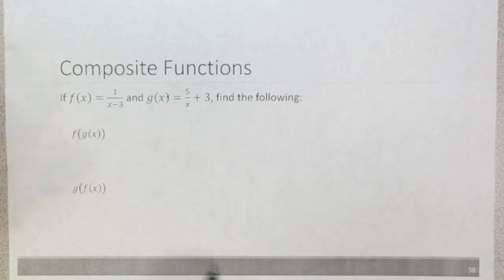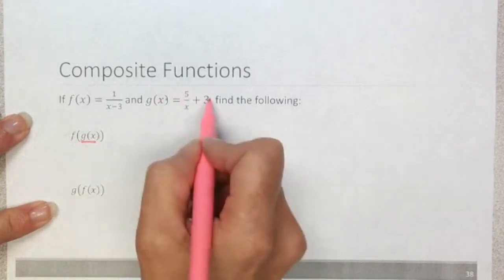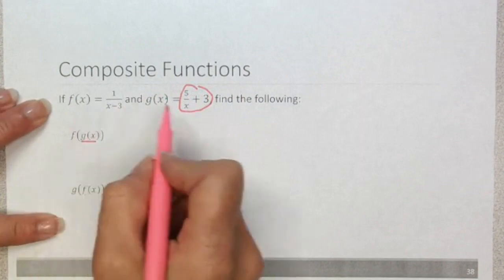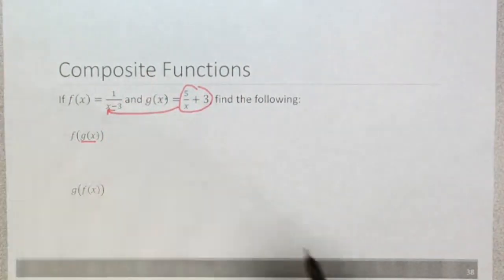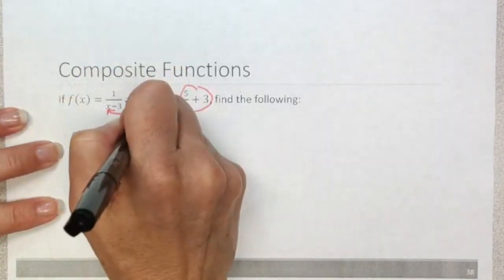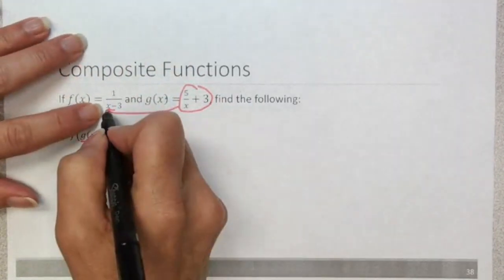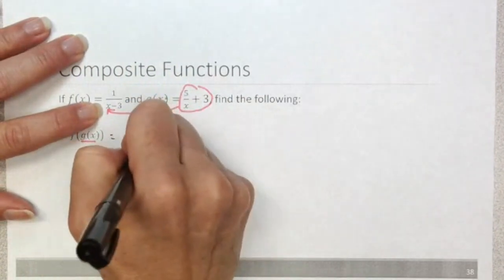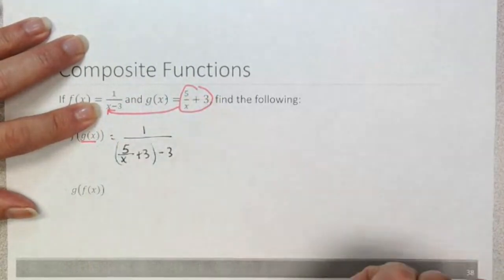Okay, so if we want to find f of g of x, right, we're going to put all of g of x, how that's defined, in to f where there's an x, right there. All right, so this is going to look like a weird rational expression, but let's make the substitution. So my numerator is going to be 1 over, and look at this weird denominator. Instead of x down here, we're going to put 5 over x plus 3. Right? That's our new x, and then minus 3.